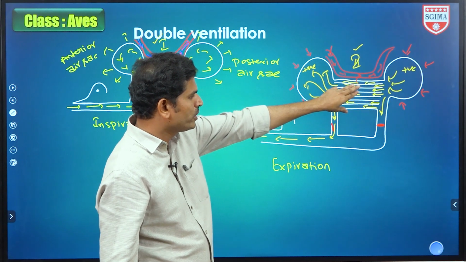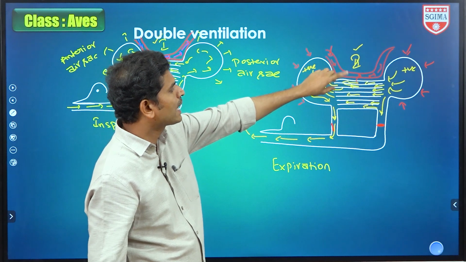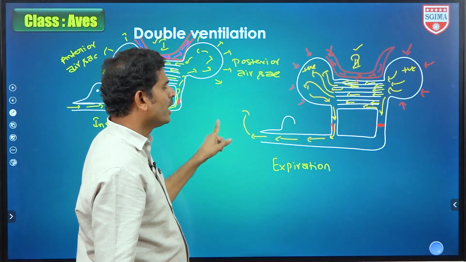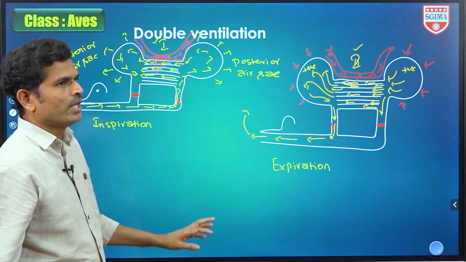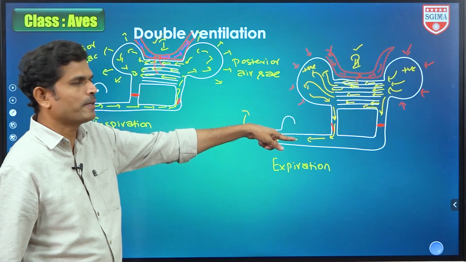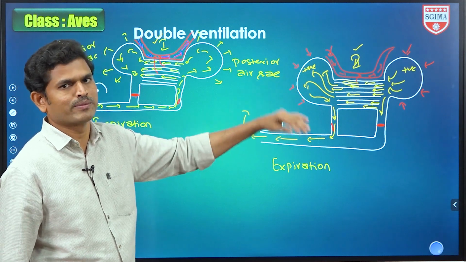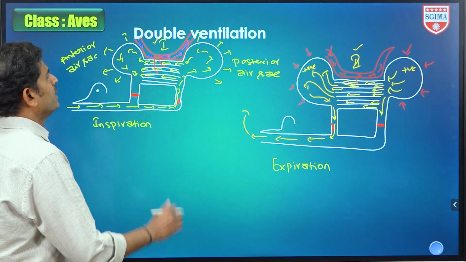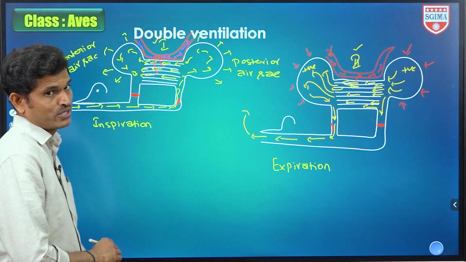So it will travel through this parabronchi, and the second time exchange of gases will take place here. Then the air will exit from the organism. So in double ventilation, during inspiration and during expiration, exchange of gases takes place continuously. So this is the advantage of this double ventilation. I hope you understand this mechanism.